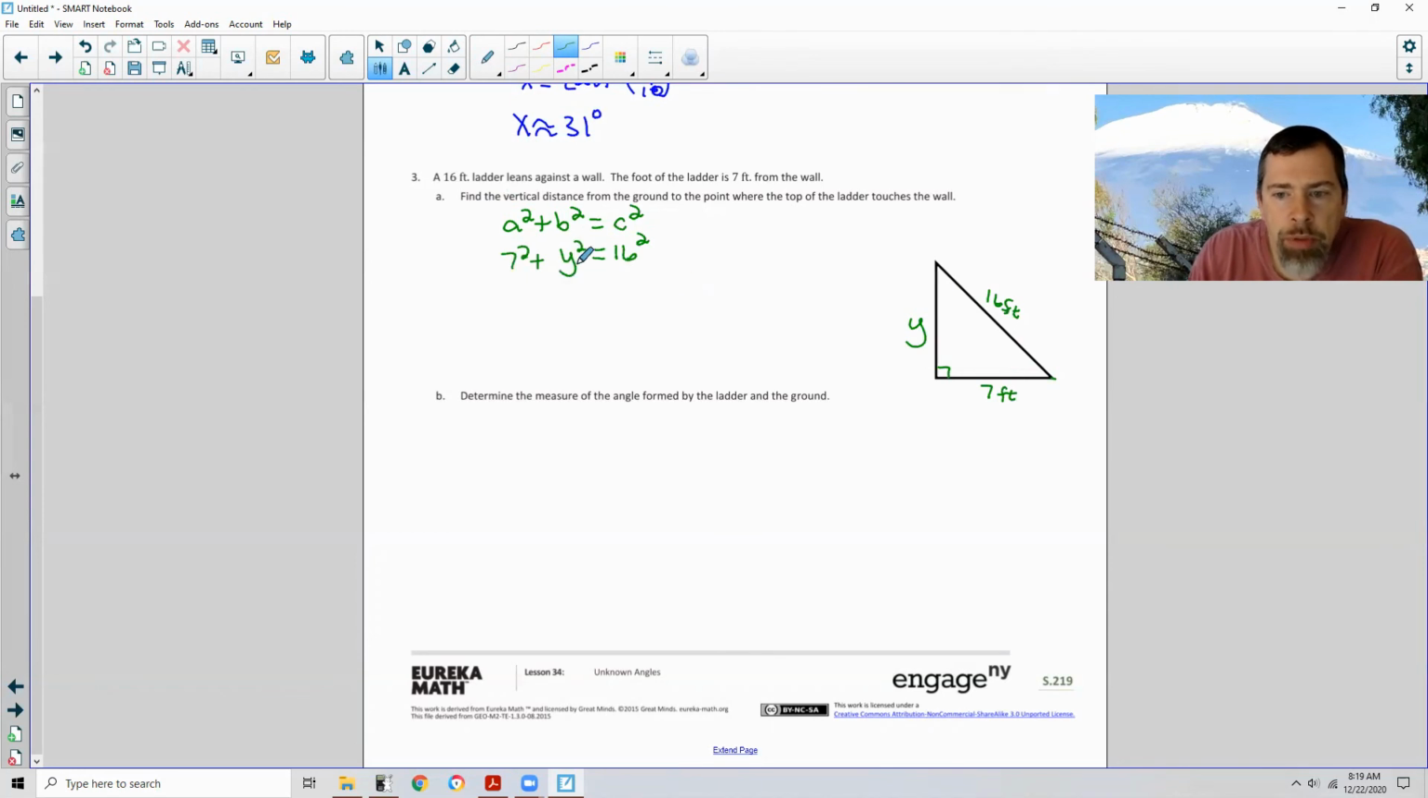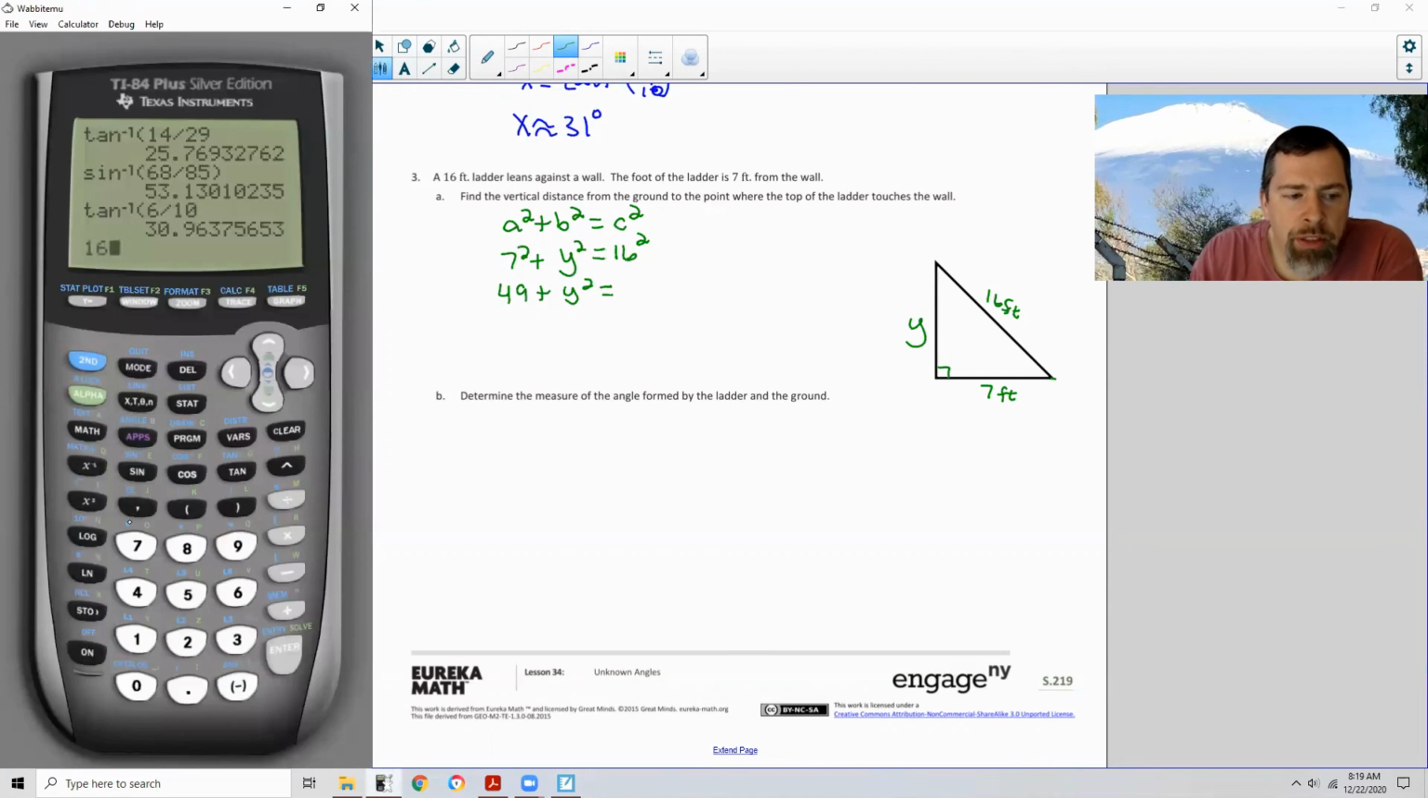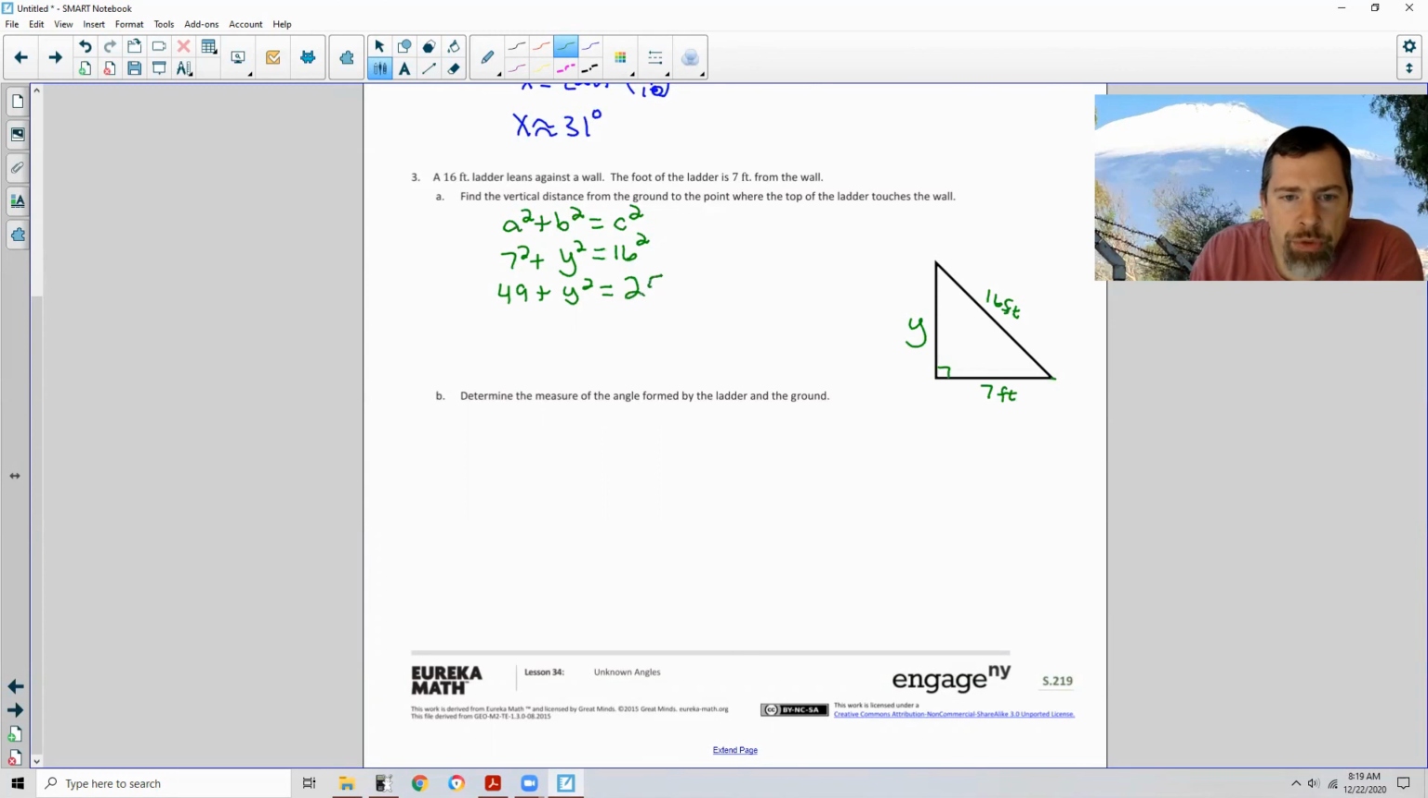So 7 squared plus y squared equals 16 squared. 49 plus y squared equals 16 squared. What's 16 squared? I don't remember. 16 squared is 256. Subtract 49 from both sides. So if I subtract 49, that's 207. So y is approximately the square root, or actually it's not approximate yet, it's exact. Y is equal to the square root of 207.